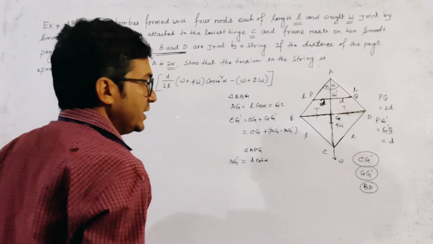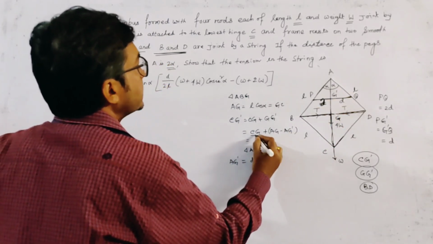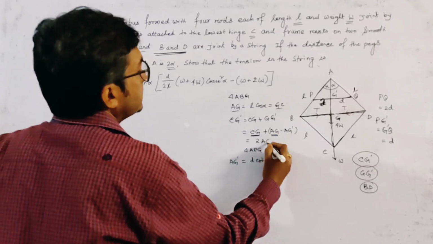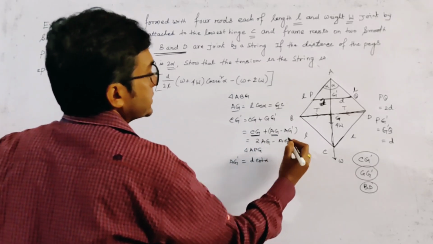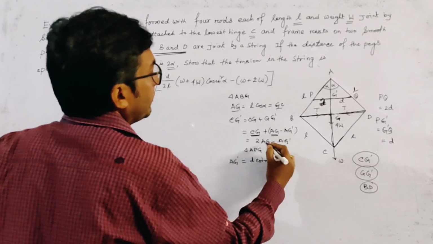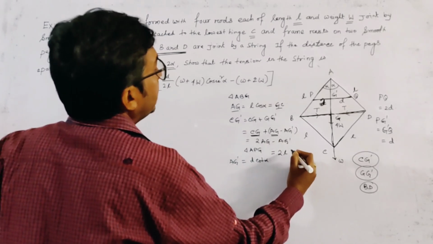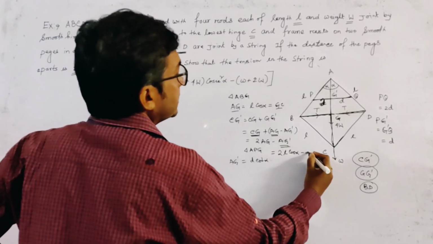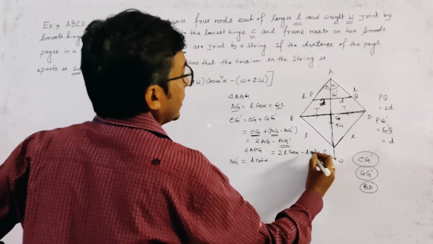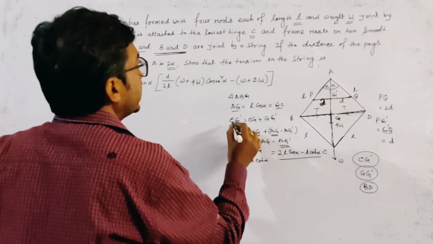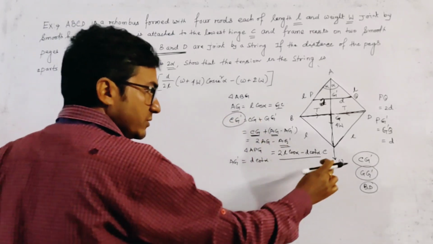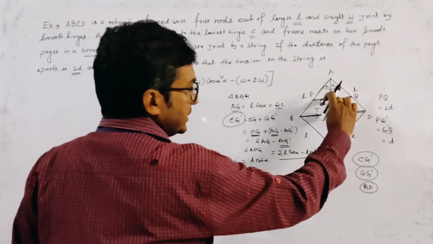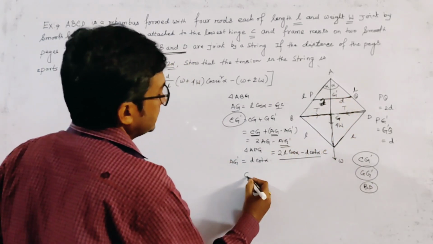Also we know that CG is equal to AG. We write here, so we get 2 into AG minus AG dash. By putting the value of AG, we get 2 into L cos alpha minus D cot alpha. We get the value of CG dash. This is the first required value. And the second one is GG dash, which we have already found.